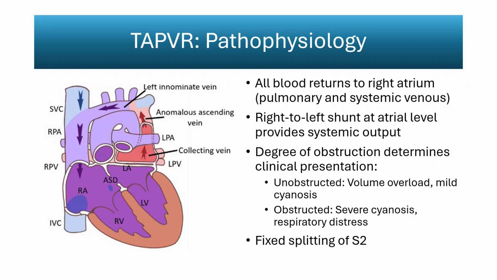In contrast, when venous drainage is obstructed, most commonly in infracardiac TAPVR, pulmonary venous pressure rises dramatically. Pulmonary edema and severe cyanosis develop from birth, and systemic oxygen delivery plummets. Fixed splitting of the second heart sound is a frequent finding due to chronic right-sided volume load. The balance between obstruction and unobstructed flow explains the spectrum of clinical severity and dictates urgency of surgical repair.